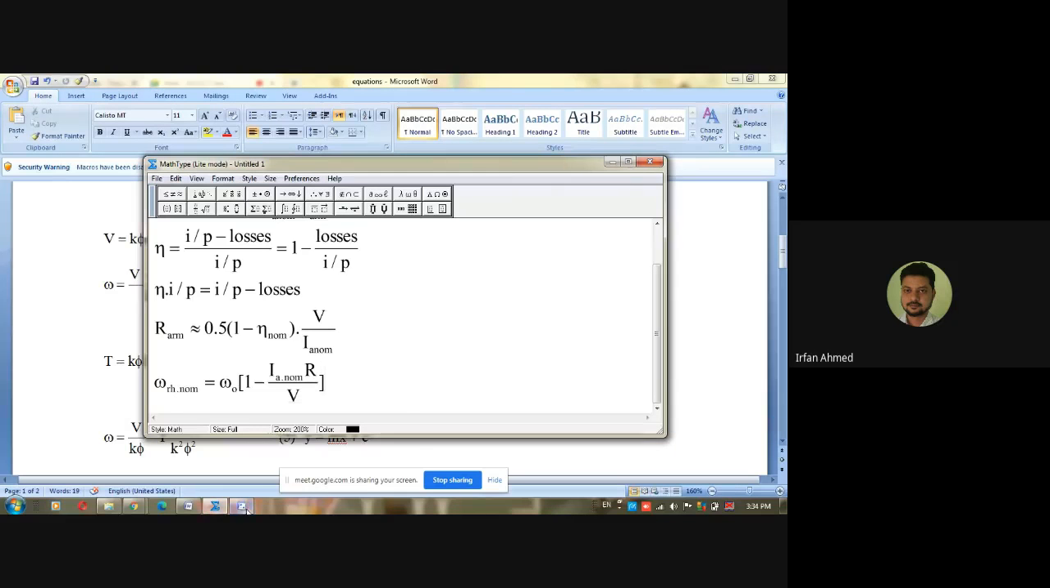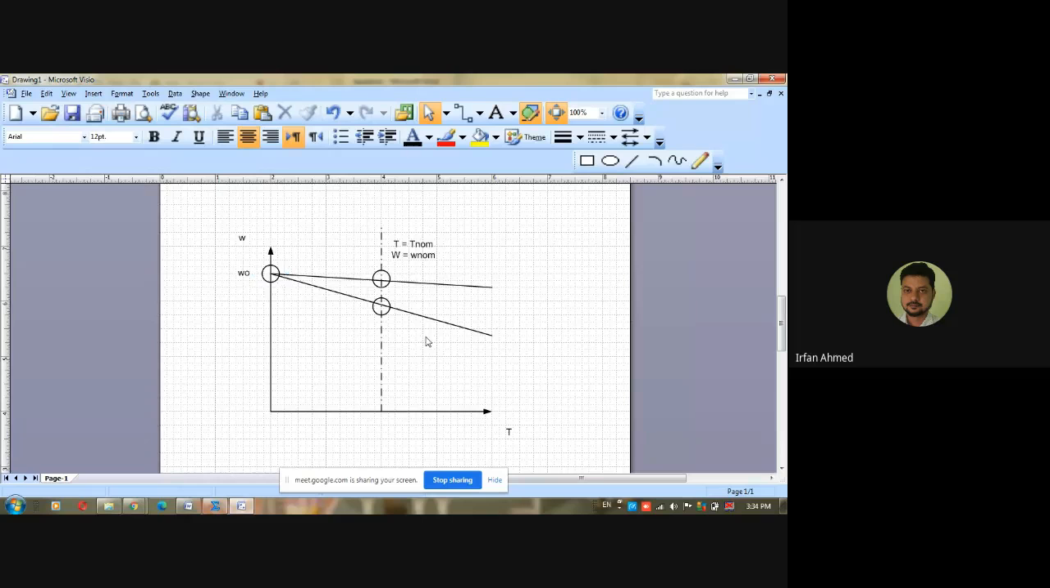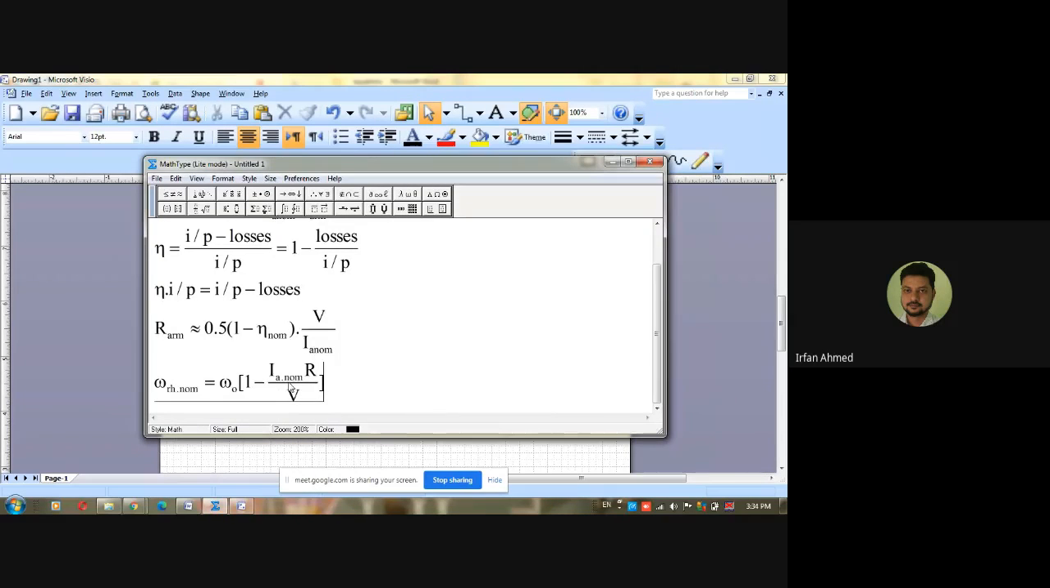Is this clear? To draw this characteristic, we have the earlier characteristic already. All that we need is the value of speed at this point, and the speed at this point is given by the equation omega 0 into 1 minus rated current, because the torque is still rated so the current is also rated, multiplied by the total resistance of the armature circuit divided by B. Yes or no? Yes, sir.